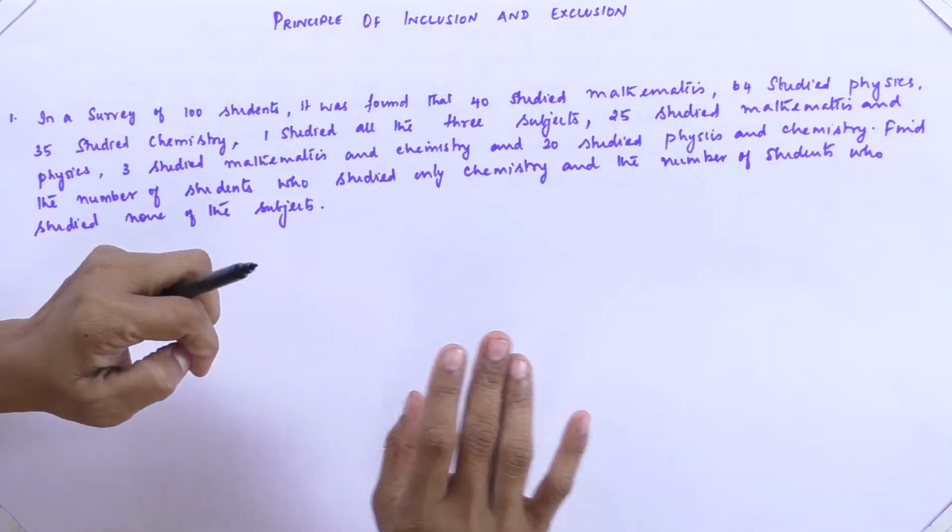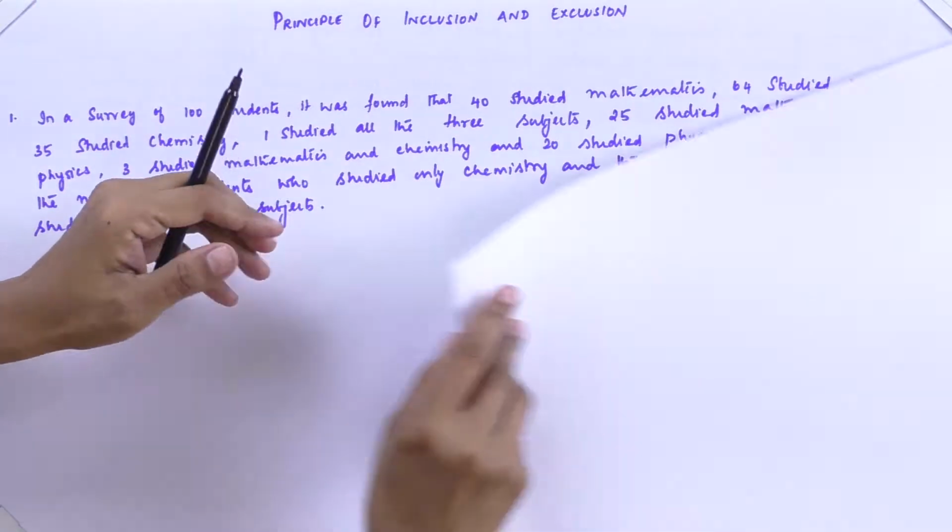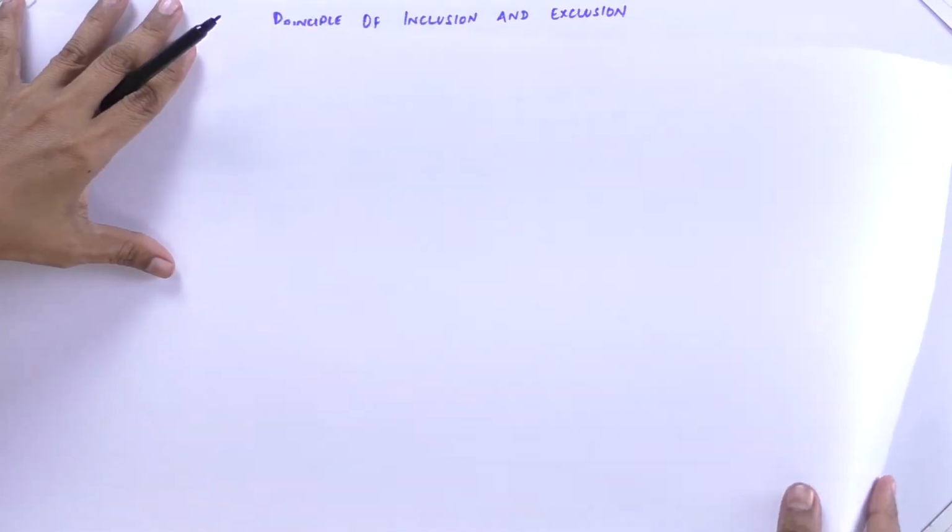Next, back to our session here, and we have the principle of inclusion and exclusion. Definitely, we might have studied that in school itself, right? But in an elaborate manner, we'll see what that principle of inclusion and exclusion is. In school, we might have studied the Venn diagram, right?